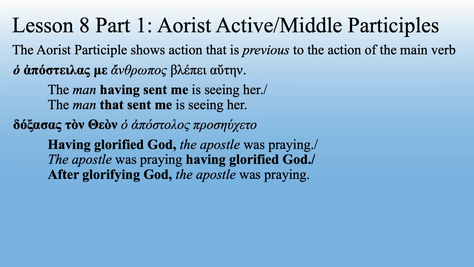Here we have, having glorified God, the apostle was praying. Was praying is already in the past, so we need to add some form of "have" in there, like having glorified God, or we can add the word "after" instead of "while" and say after glorifying God, the apostle was praying, or after he had glorified God, the apostle was praying. We need to convey in some way that it's before the action in the past.